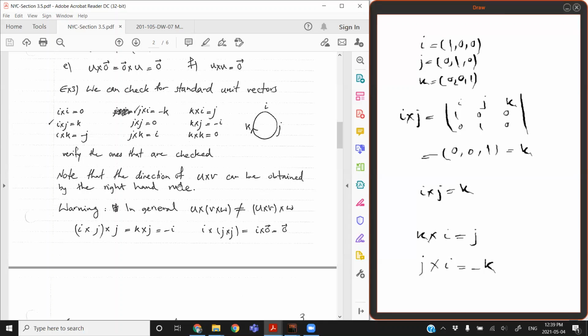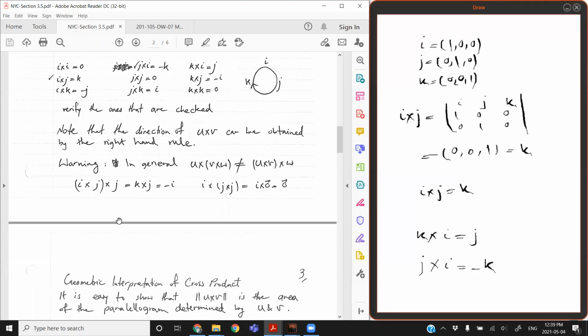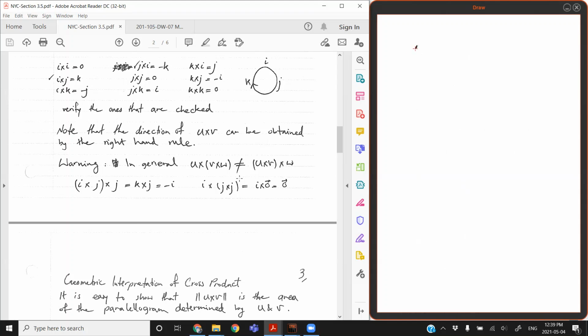So here it says, note that the direction of u cross v can be obtained by the right-hand rule. I already explained that. One property that the cross product does not have is the associative property. So if you have u cross v cross w, then this is ambiguous. Because if you do this one first, you're going to get one answer. But if you do this one first, you're probably going to get a different answer. So generally, these two are not equal.